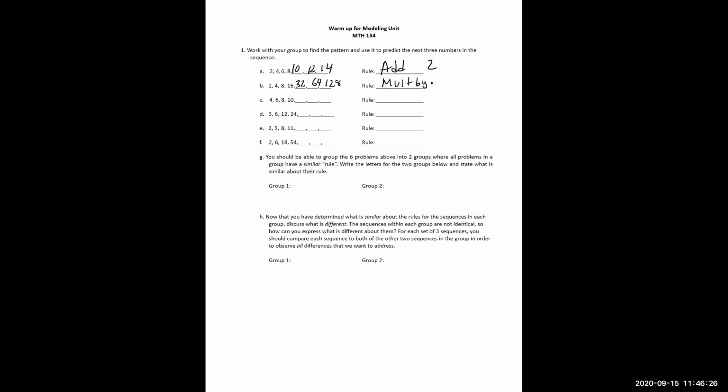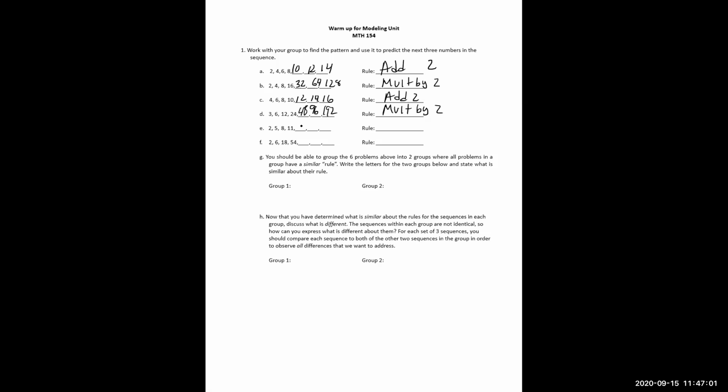What did you do? Multiply by 2. Okay, letter C, 4, 6, 8, 10, 12, 14, 16. What did you do again? Here you should have said add 2. Okay, letter D, you had 3, 6, 12, 24. What were your next 3 terms? 48, 96, 192. And your rule? Multiply by 2.